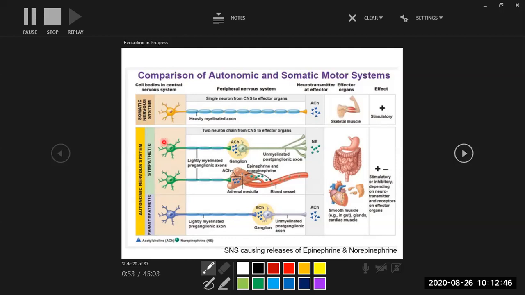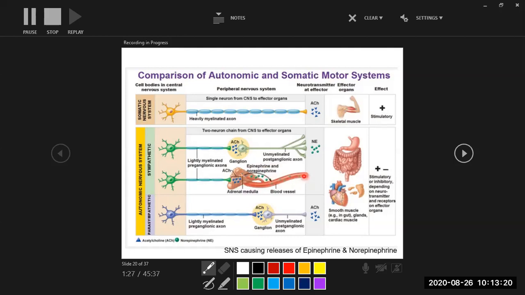We have the sympathetic nerve and the parasympathetic nerve. The sympathetic nerve releases norepinephrine. NE is the norepinephrine right here. Norepinephrine acts on the heart, GI system, and vessels. It also causes the adrenal glands, the adrenal medulla, to release epinephrine and norepinephrine into the blood.